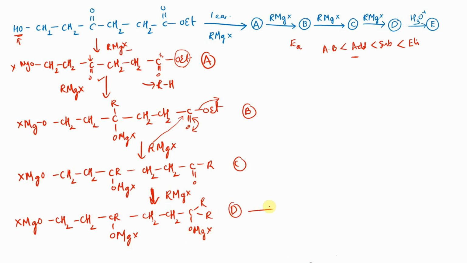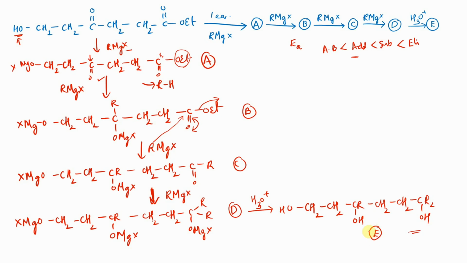Now once we have product D and treat it with a molecule of protonated water, the MgX groups will leave. As a result, we get compound E, that is OH CH2 CH2 C R OH CH2 CH2 C R twice OH. So this is our product E.